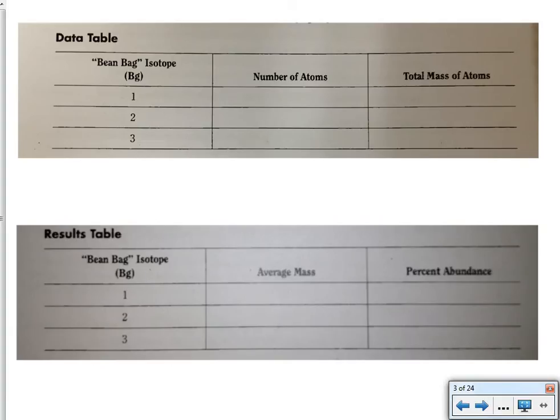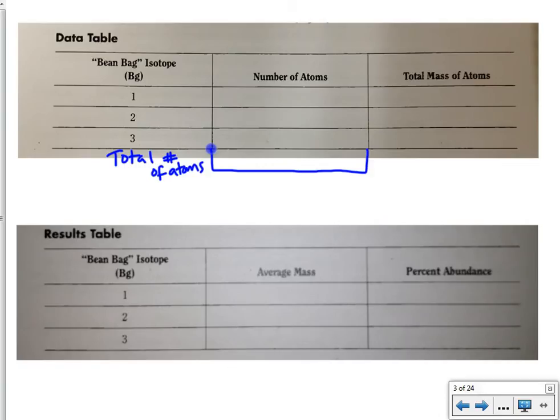You should construct the data table and the results table as shown in your lab manual, but we're going to make a couple of minor adjustments. The data table has room for beanbag isotopes numbers 1, 2, and 3. It has a column for the number of atoms and a column for the total mass of the atoms. We're going to add one more cell down below the number of atoms, and this is going to be the total number of atoms for all three isotopes.